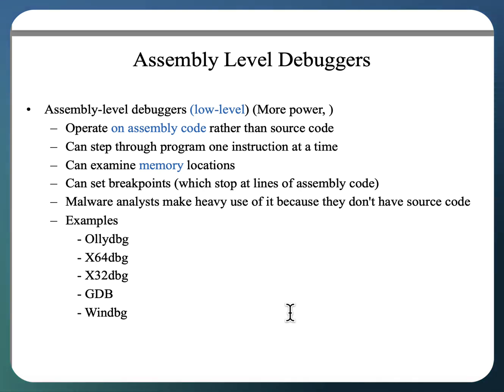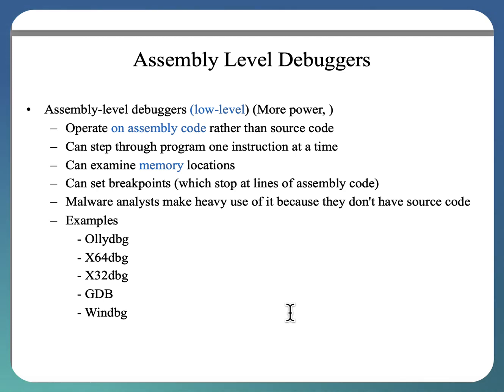You can step through the program one instruction at a time. You can examine memory locations, and we're going to see how that's done. At this point, we've talked about registers and memory addresses many times, right? So how can you inspect the values that are stored in the registers during the execution of an application? How can you retrieve the data that is stored in the RAM, or in the main memory, during the execution of that application? You can use assembly level debuggers to do that.